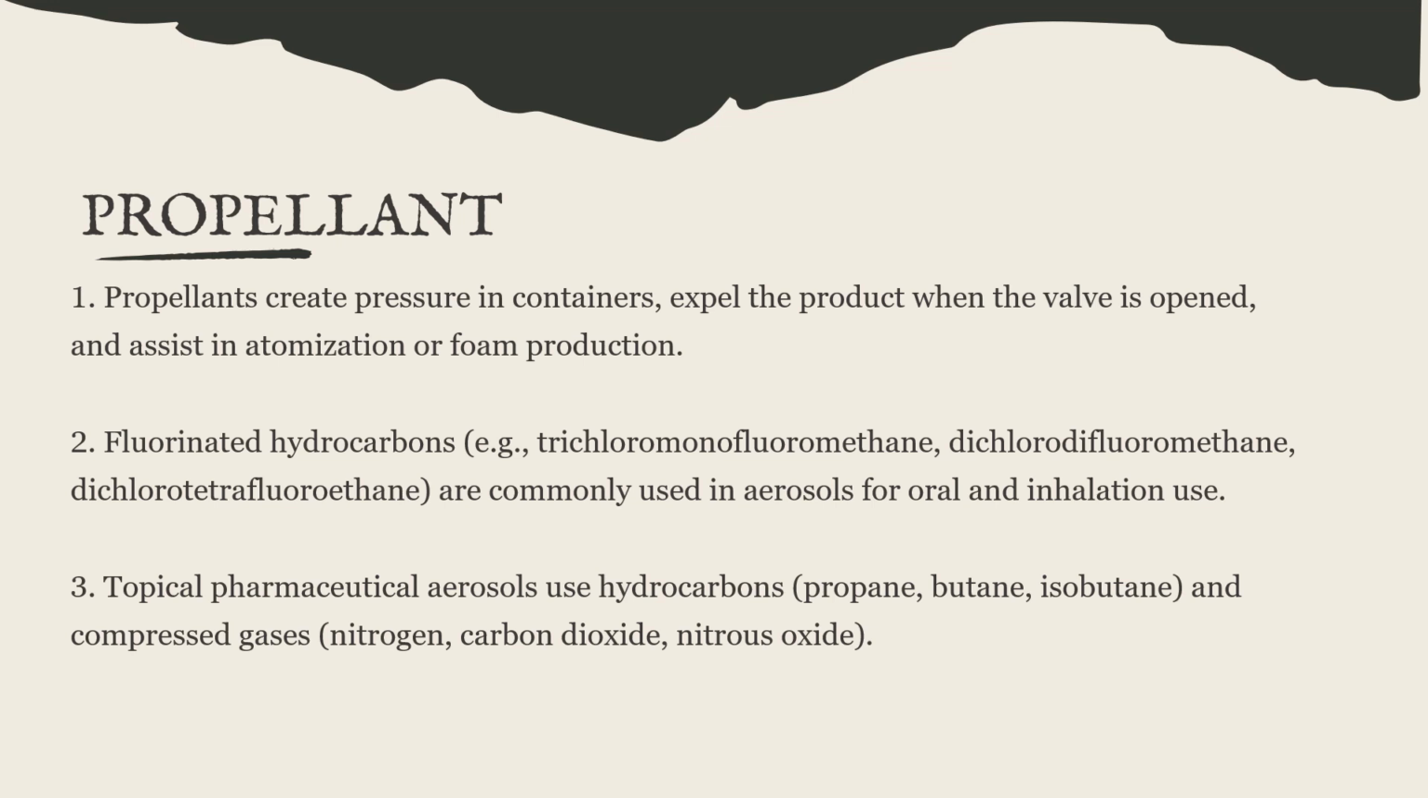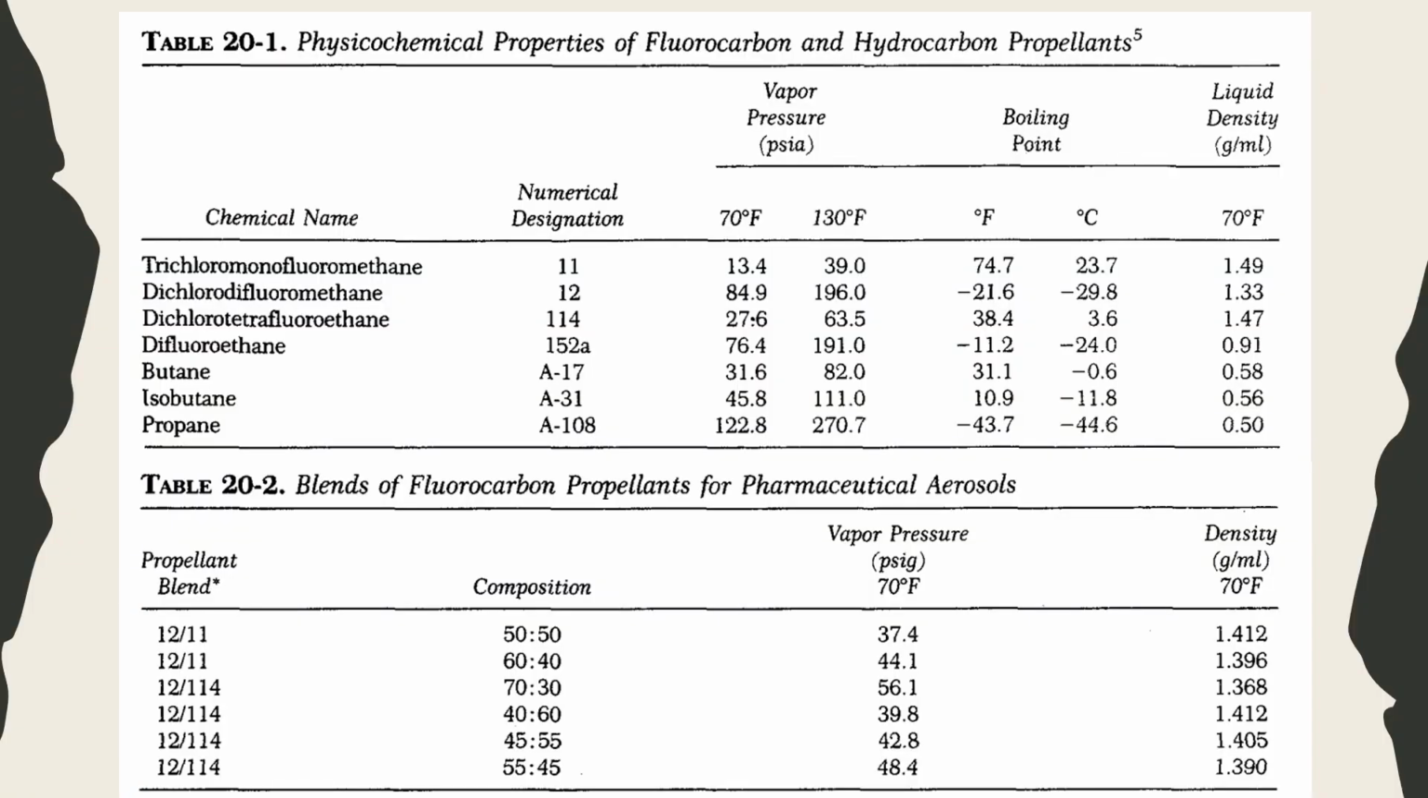So what are the physicochemical properties of fluorocarbon and hydrocarbon propellants? As you can see in the table, there are descriptions of various things like chemical name, numerical designation, vapor pressure at 70 Fahrenheit and at 130 Fahrenheit, boiling point in Fahrenheit and in Celsius, liquid density gram per ml at 70 Fahrenheit.